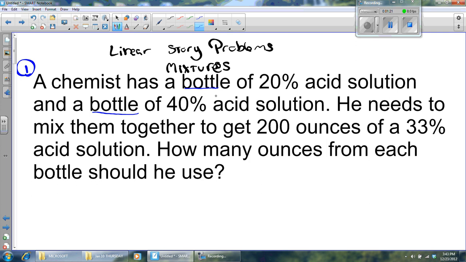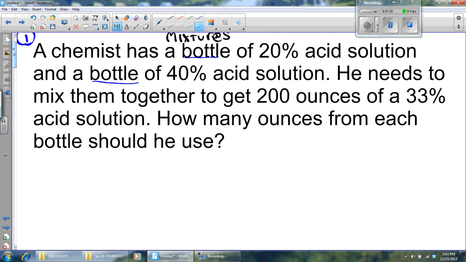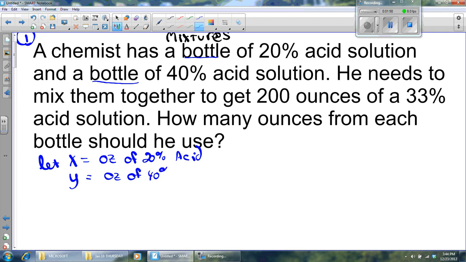All right, so let's see how to do a problem like this. It's really pretty easy. The first thing I'm going to do is define my variables. I'm going to let x equal the ounces of 20% acid. I don't know how much I'm going to take from the bottle of 20% acid, it's going to be x ounces. I'm going to let y equal the ounces of 40% acid. Now that I've done that, I'm ready to write my equations.